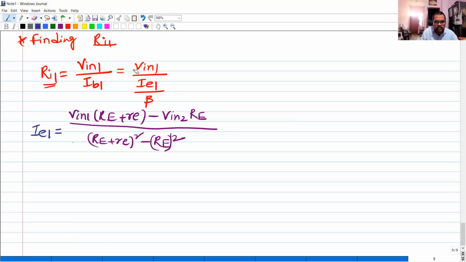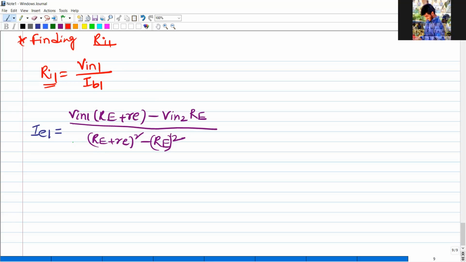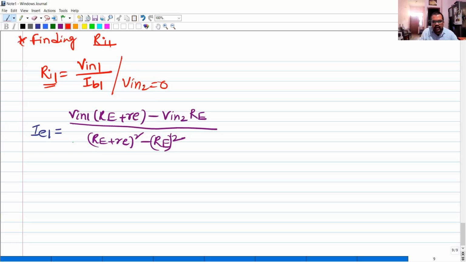Here I want to say one more important thing. RI1 is equal to Vin1 by IB1 when Vin2 is equal to 0. Remember this. This can again be written as RI1 is equal to Vin1 by IB1, replaced with IE1 by beta, where Vin2 is equal to 0.